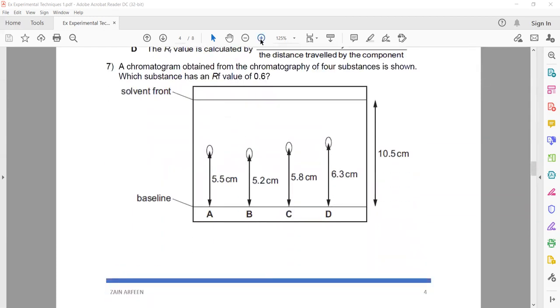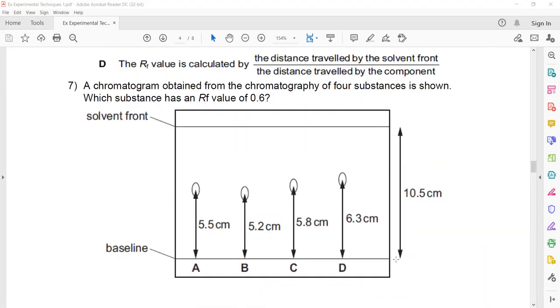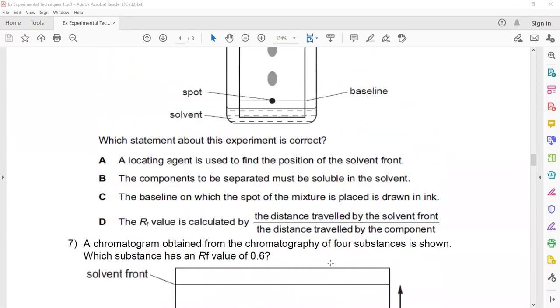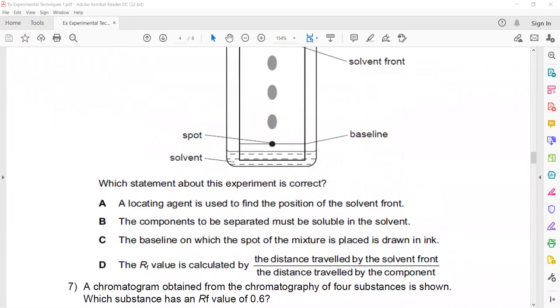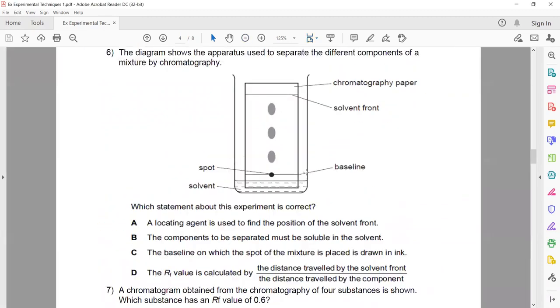In question 7, a chromatogram is obtained from the chromatography of four substances. Which substance has an RF value of 0.6? What's your question, Abdullah Sarfraz? Yes, you can use a mic to ask your question.